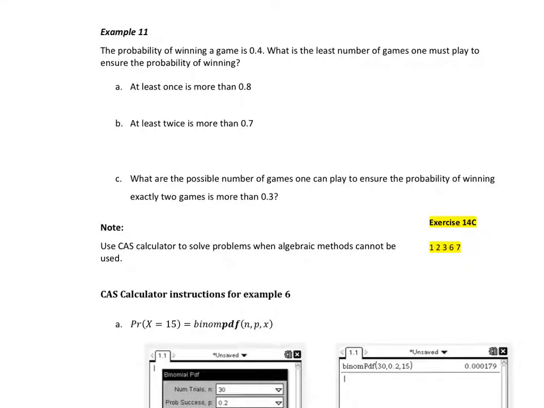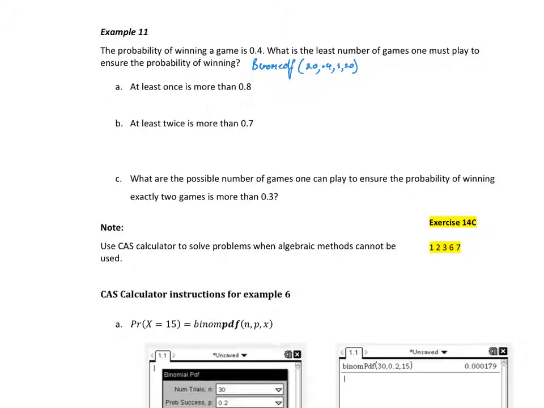Okay, so there are two ways we can do this. Guess and check is no doubt the easiest way. So if we just use our binomial CDF and vary the number of shots that we have. So just say I guess, I don't know, 20 trials, 0.4 success, at least once. So I need from 1 to 20.